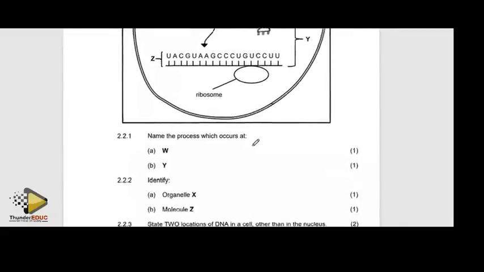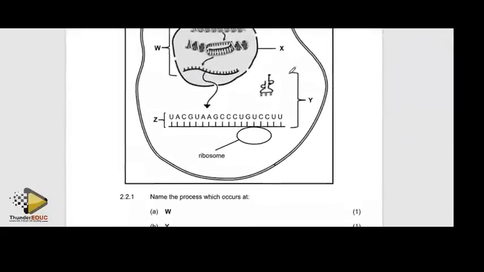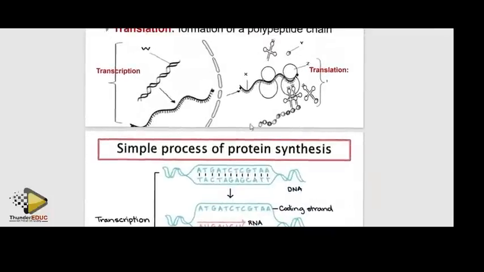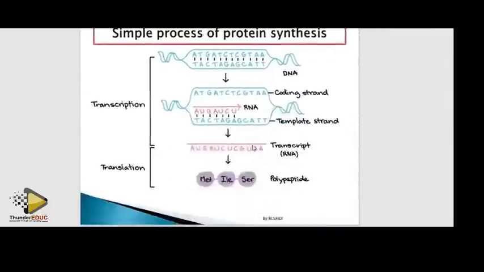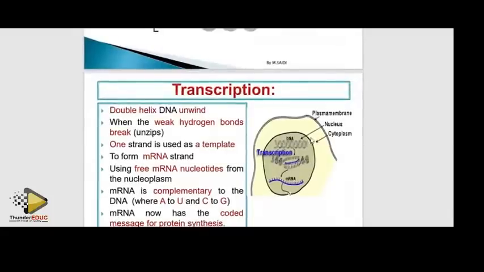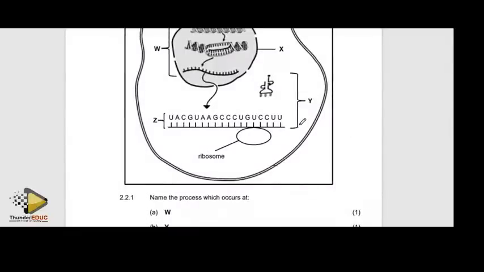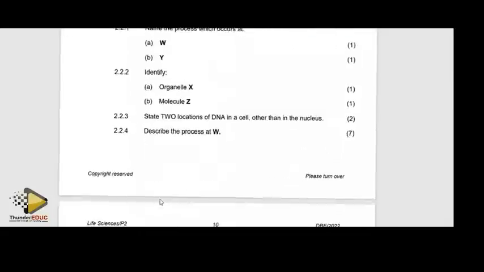Then they are saying identify organelle X. They are looking for this wall, which is the nuclear membrane. Remember, this is the nuclear membrane, the membrane of the nucleus, while this one is the cell membrane.